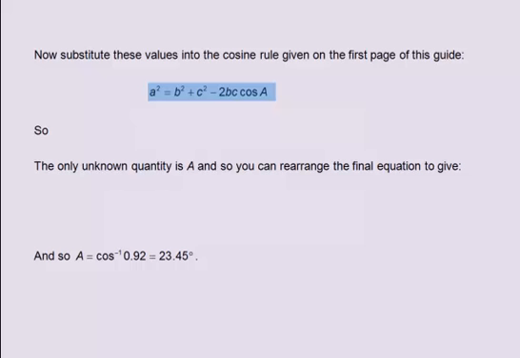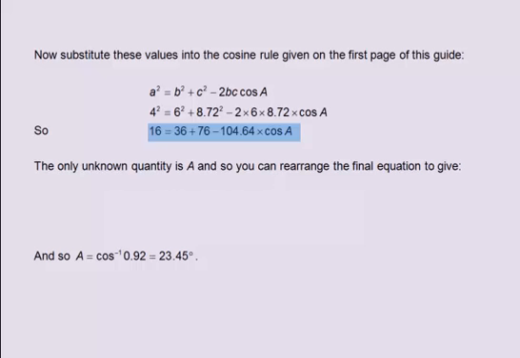Lowercase a squared equals lowercase b squared plus lowercase c squared minus 2 multiplied by b multiplied by c multiplied by the cosine of uppercase A. Therefore, 4 squared equals 6 squared plus 8.72 squared minus 2 multiplied by 6 multiplied by 8.72 multiplied by the cosine of uppercase A. So, 16 equals 36 plus 76 minus 104.64 multiplied by the cosine of A.